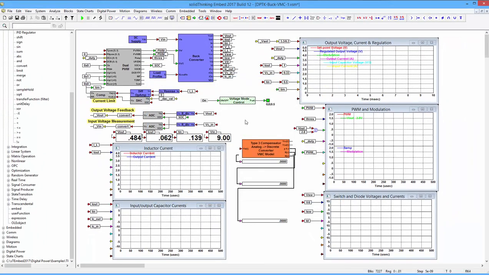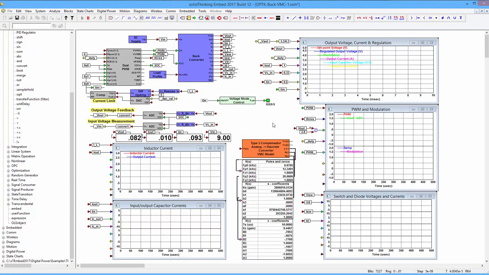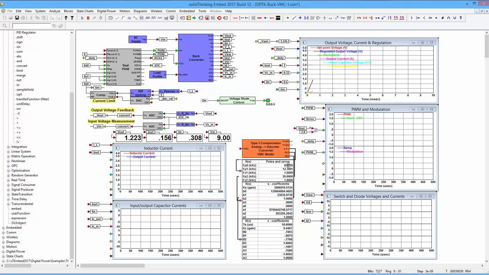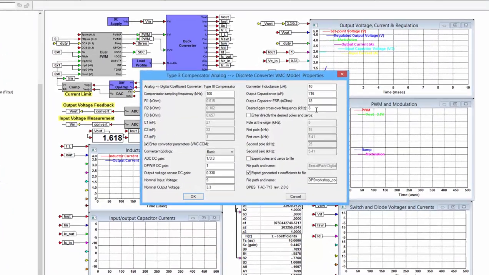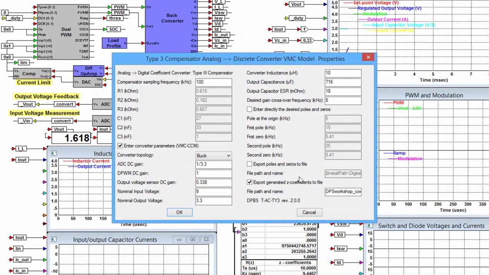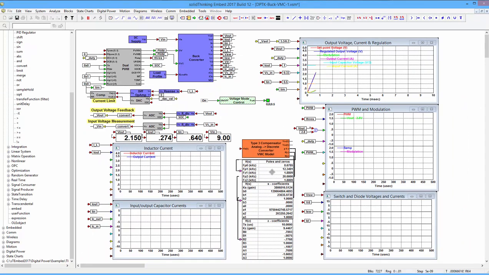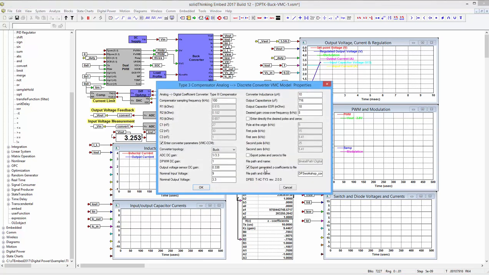Okay, so we can do a simulation of this, and what we're doing here is we've got the tool to design the buck converter, to design the compensator coefficients. What we're getting out of here, we've put in an 8 kilohertz bandwidth, gain crossover frequency, and all the parameters for the buck. We're getting these poles and zeros coming out, which is giving us our S coefficients and our Z coefficients. What we're also doing is exporting these to a file here.